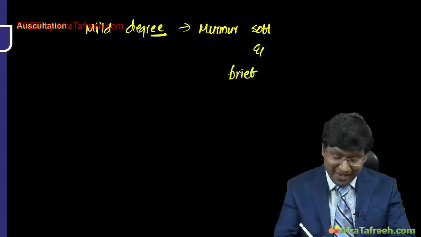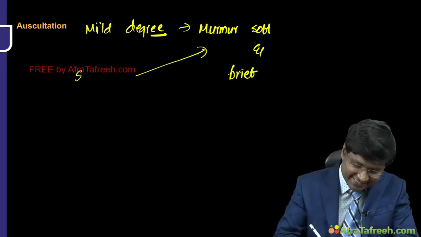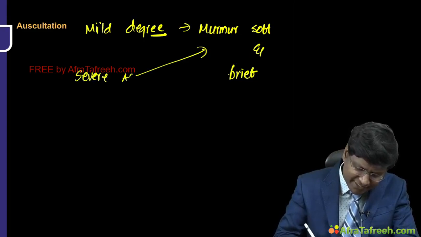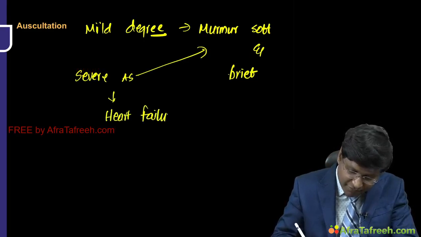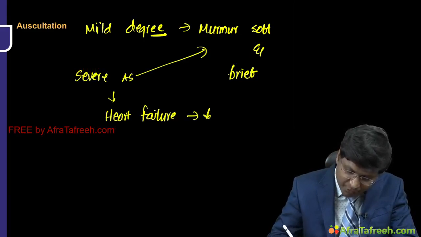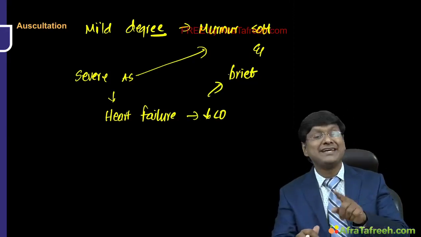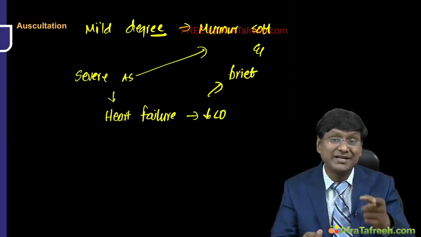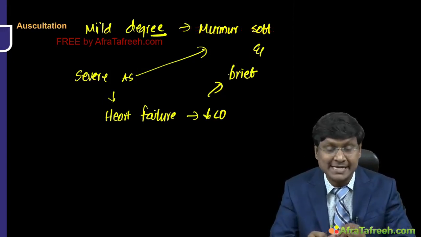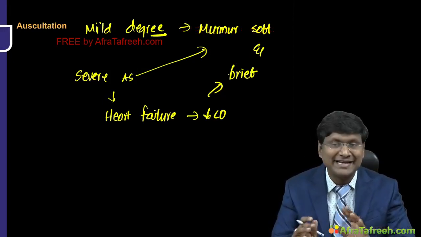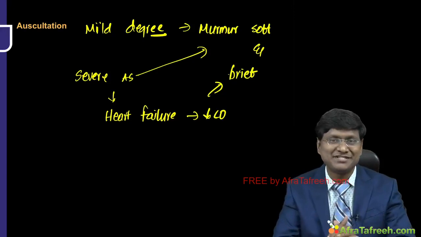Another scenario where the murmur will be soft and brief is whenever there is severe aortic stenosis causing heart failure, because of which there is a decrease in cardiac output. Then also the murmur will be soft as well as brief. Why? Because once the individual develops heart failure, what happens to the gradient? The gradient decreases, which is nothing but your low flow, low gradient aortic stenosis. And whenever there is low flow, low gradient, the intensity of the murmur also decreases. So this is about the auscultation in patients with aortic stenosis.